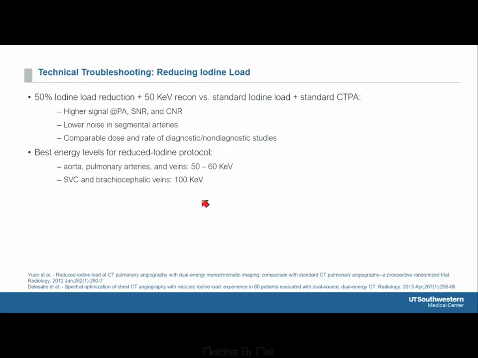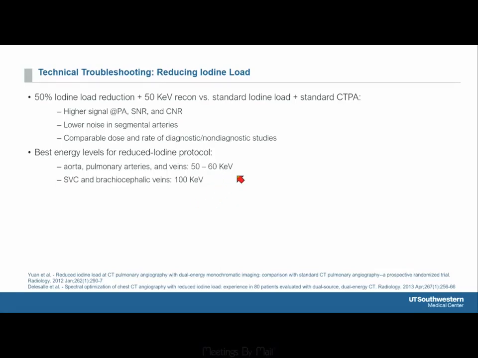Another study looked at the best energy levels for looking at different vessels in low-dose, low-iodine studies at dual-energy CT. And they found that for aorta, pulmonary arteries, and pulmonary veins, levels between 50 and 60 kV were the best performing ones in terms of quality, whereas if you're looking at the SVC and brachiocephalic veins, you would use a higher kV of 100 to account for beam hardening due to the bony structures and more concentrated contrast at the brachiocephalic veins.